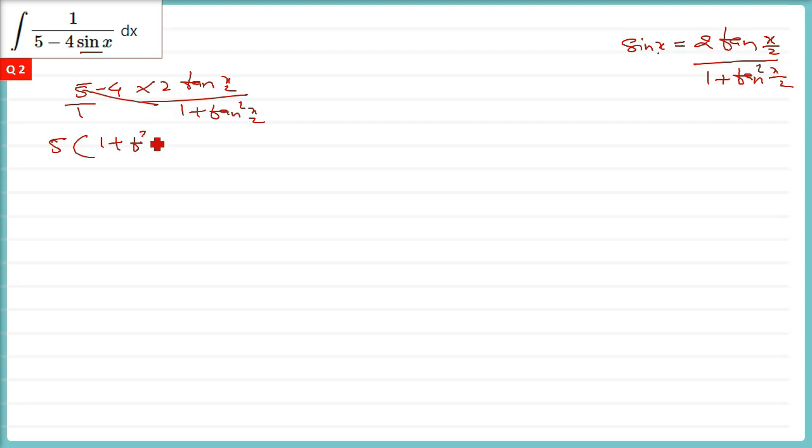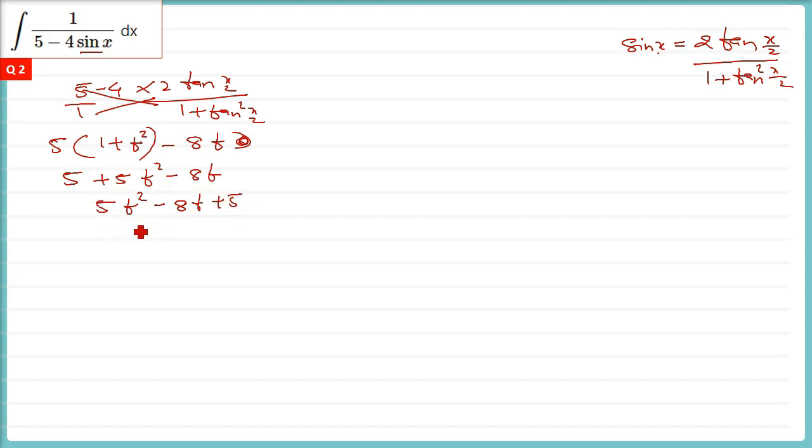So I'm taking the LCM, 5 into 1 plus tan² x/2, that is 5 into 1 plus t², and minus 8 tan x/2. Please remember this 1 plus t² is multiplied with 5. Then we have this 8t, where t I'm writing for tan x/2. So we have 5 plus 5t² minus 8t. So 5t² minus 8t plus 5.